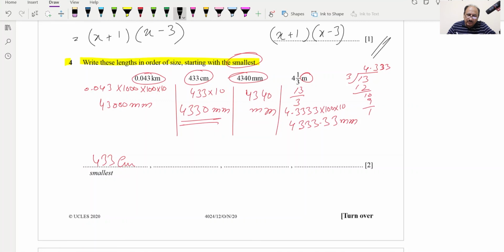Second one will be what? Second one we can check. This is 4333.33, so 4 whole 1 over 3 meters, and the third one will be 4340 millimeters. 4340 millimeters, and the biggest number is 0.043 kilometers, and this will be in millimeters. So this is how we will be writing answer for question number 2.